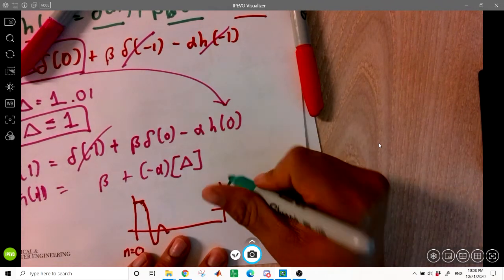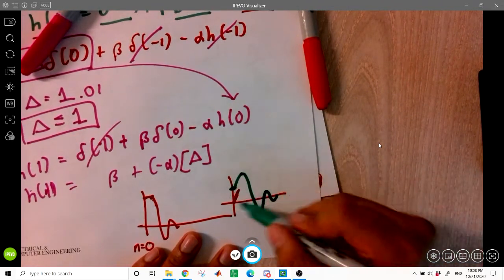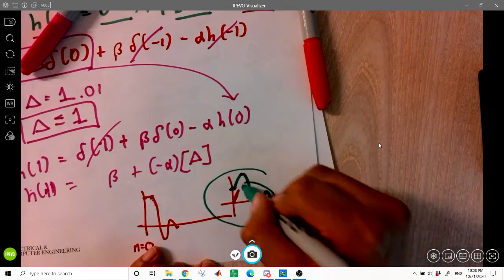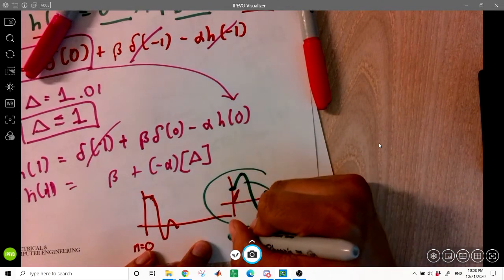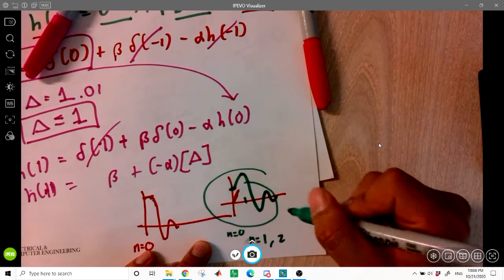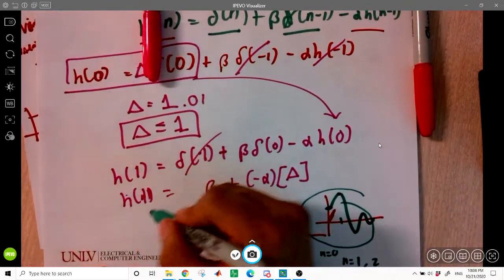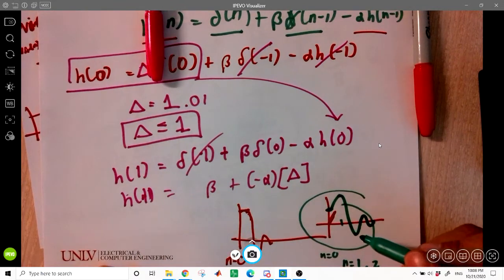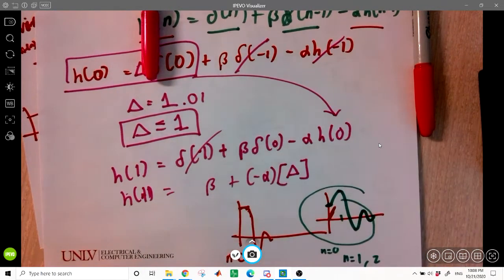If you're doing computer assignment 2, this is the situation that you might be seeing. You might not see it at n equal to 0. You might actually see it at n equals 1 or 2, so you have to do a couple more iterations of this until you can see it. And you do have your R factor, so that's literally how you calculate your stability.